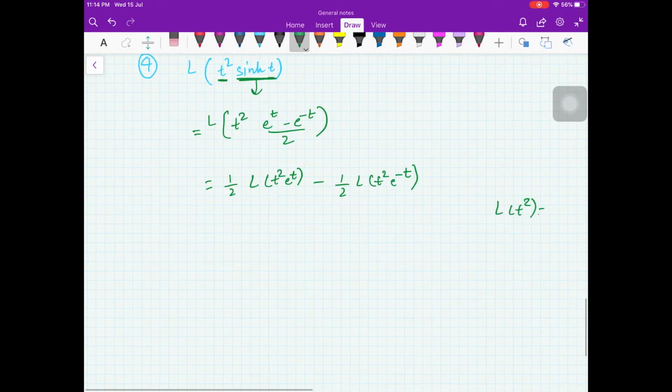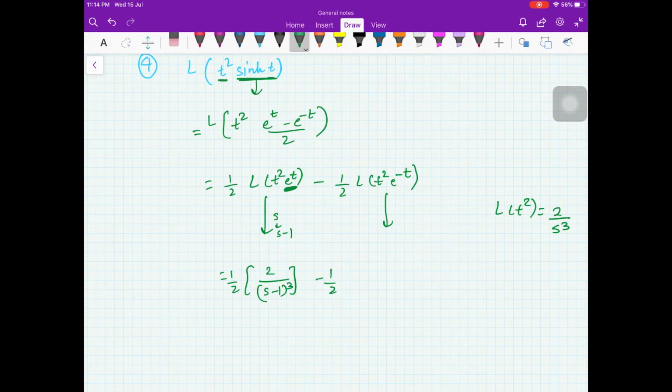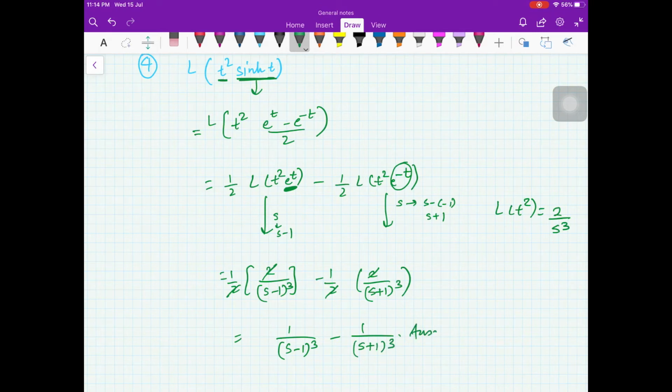Now L of t square, what is this? This is 2 upon s cube. So the first shifting theorem says that here you are multiplying with e raised to power t, therefore s will be replaced by s minus 1. So this is 1 by 2 upon s minus 1 cube minus 1 by 2. Here you are multiplying with e raised to power minus t, so s will be replaced by s minus minus 1, that is s plus 1. So you will get 2 upon s plus 1 cube. This 2 and 2 cancel, this 2 and 2 will cancel. So 1 upon s minus 1 cube minus 1 upon s plus 1 cube. So this is your answer, right? Do you see, this first shifting theorem is quite useful.